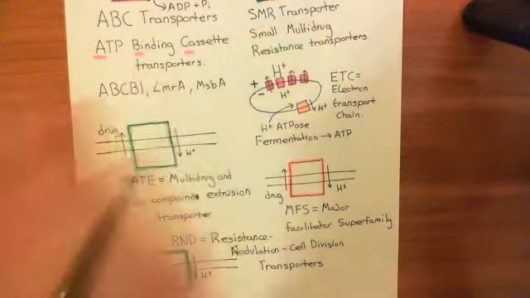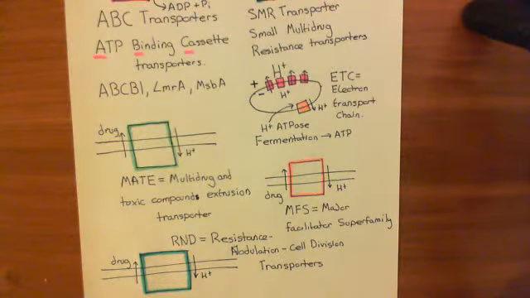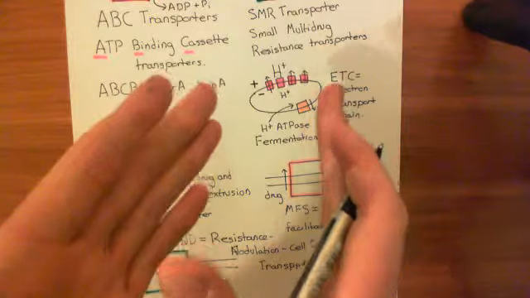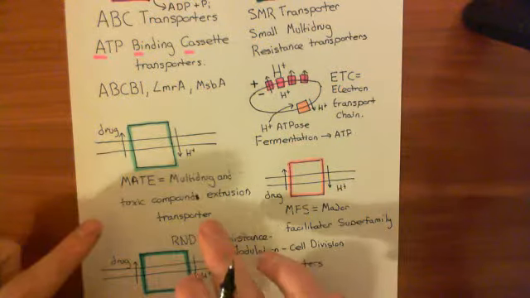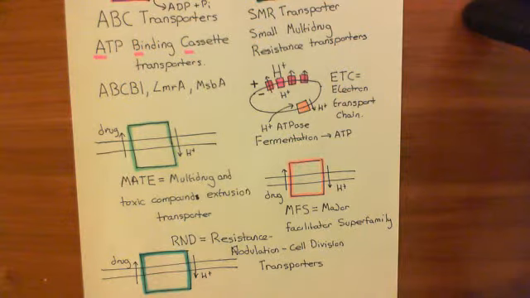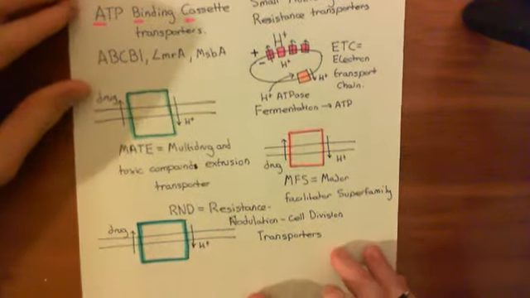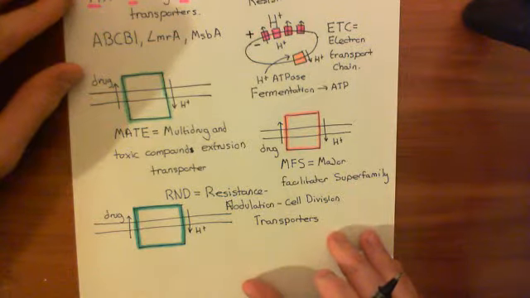The ABC transporters, or ATP binding cassette transporters, the SMR, or small multi-drug resistance transporters, the MATE transporters, multi-drug and toxic compound extrusion transporters, the MFS, major facilitator superfamily, and the RND, resistance modulation cell division transporters. Okay, so we will see examples of all of these.